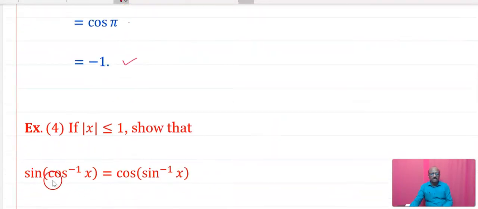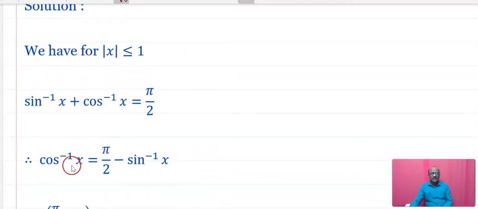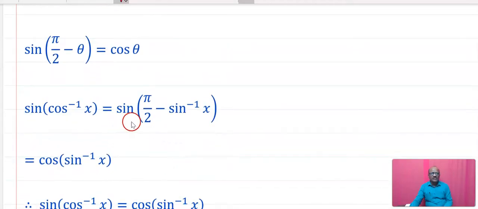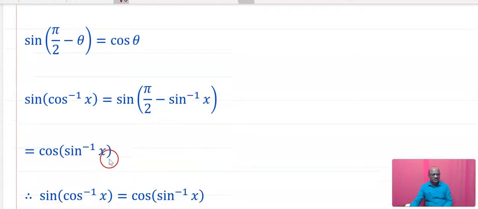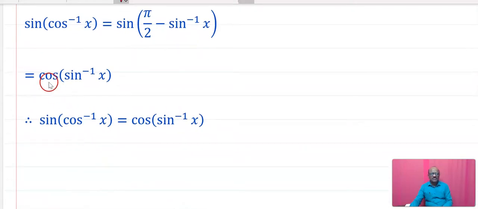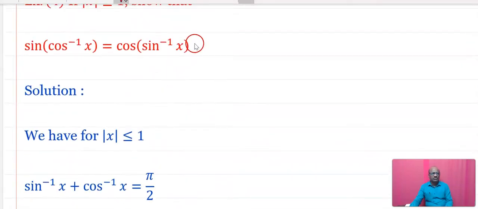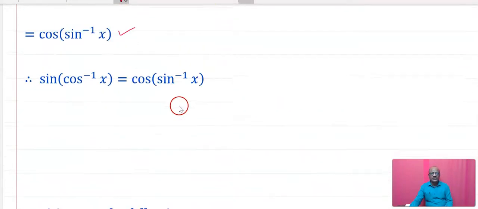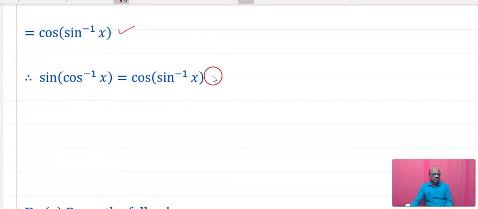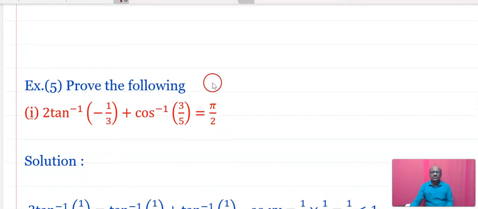And that's why, we want to find out sine of cos inverse of x. Now here we substitute the value of cos inverse of x, that is pi by 2 minus sine inverse of x. Sine of pi by 2 minus theta is cos of sine inverse of x. This is nothing but the RHS that we want to prove, the cos of sine inverse of x, and hence LHS is equal to RHS.